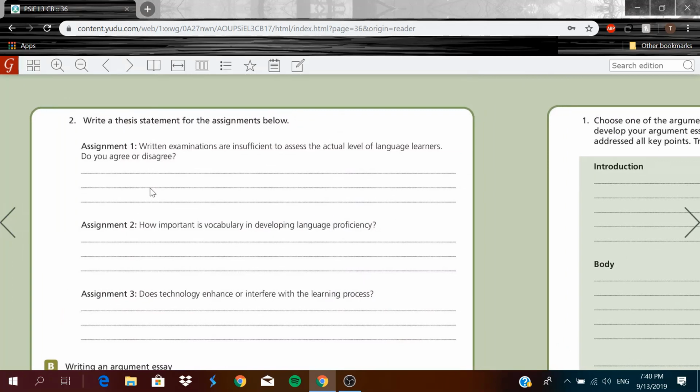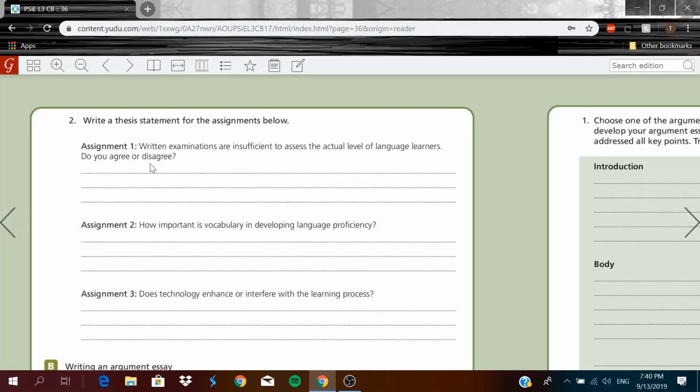So we have assignment 1. Written examinations are insufficient to assess the actual level of language learners. Do you agree or disagree? Again, I'm gonna rephrase this depending on whether I agree or disagree or if I'm in sort of a neutral spot. So for me personally, I definitely think that that's true. You know, written examinations are not enough to assess the actual level of language learners. I think there's more to it than just written examinations.